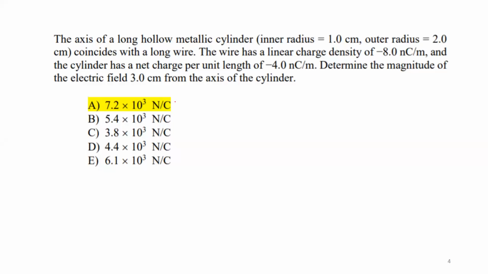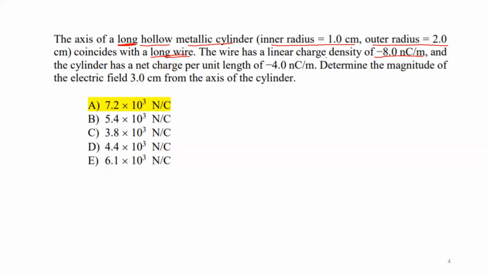So let's read the problem. We have the axis of a long, this is very important, okay? You highlight it. Long hollow metallic cylinder of inner radius 1 centimeter and outer radius 2 centimeters coincides with a long wire. This is also very important. Okay. So the wire has a linear charge density of -8 nanocoulomb per meter.